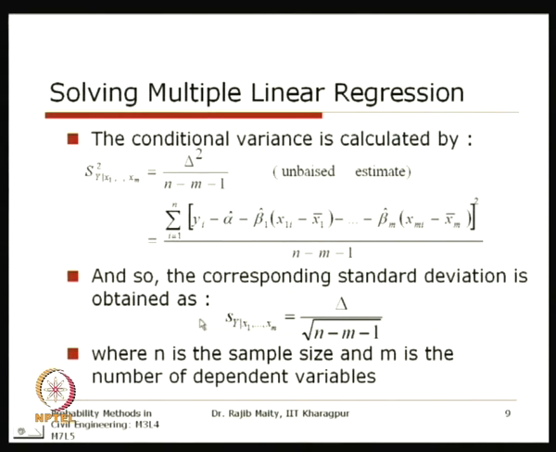And similarly, the corresponding standard deviation is the positive square root. So, this is delta divided by the square root of n minus m minus 1, where n is the sample size and m is the number of dependent variables.